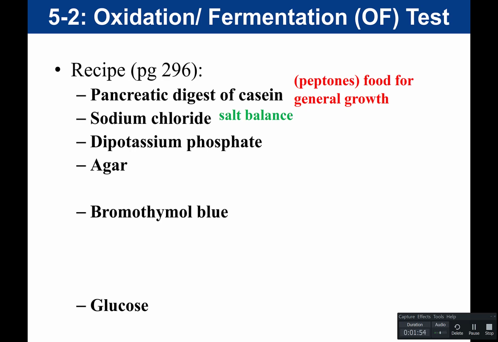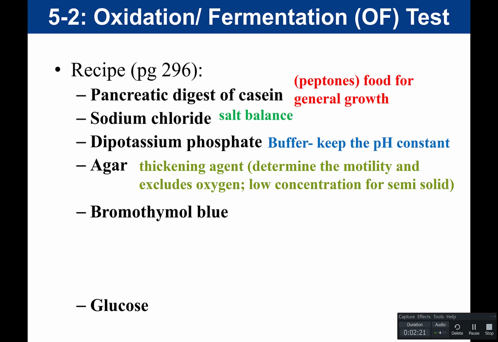Next, we have our dipotassium phosphate. Our dipotassium phosphate acts as what we call a buffer. And the purpose of the buffer is to help keep the pH constant because cells don't tolerate big swings in pH. And so we add buffer to the media to help keep the pH constant. Next, we have our agar. And our agar is a thickening agent. And the agar is there for 2 purposes. Again, one, to determine motility, to see if bacteria can move away from the stab line. And 2, the agar is there to help exclude oxygen.